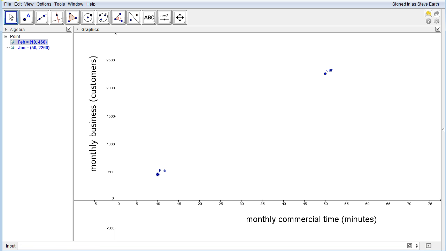Boom. So there's February. And I'm going to fast forward while I put in all the months. Actually, no, I'm not going to fast forward. I'll let you do it in real time. So March. And March was 40 minutes of commercials and 2,410. Let's get an idea of where we think that's going to show up, by the way. So March 40, I would go across 40 because the x-axis is commercial time. And then I have to go up 2,410, which is probably about right there where my cursor is. So let's push enter and see. Oh, I was a little bit too low. But okay, so there we go.